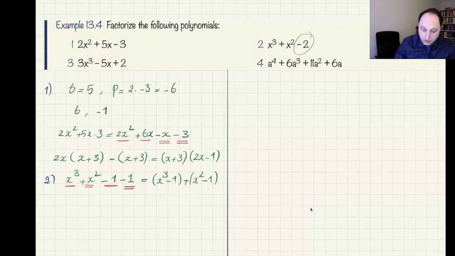I hope that you can realize that this is the difference of two complete cubes. One is just 1 to the 3. So instead of 1, you can imagine that you have 1 to the 3. So that is the difference of two complete cubes.